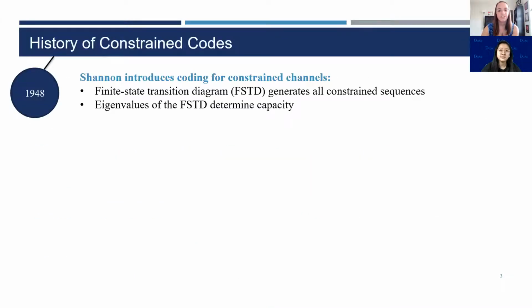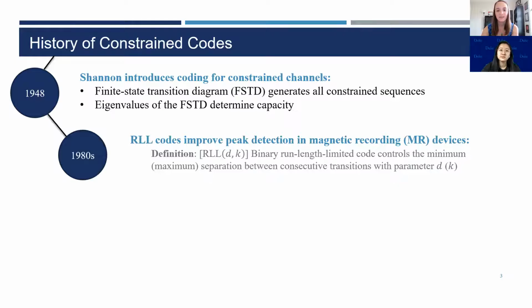For a brief history on constrained codes, we begin with Shannon introducing codes for constrained channels in 1948. He showed that an FSTD can generate all constrained sequences and that the eigenvalues of the FSTD can then be used to calculate the channel's capacity. Then in the 1980s, RLL codes began being used in magnetic recording devices to improve peak detection, even though RLL was technically invented in 1972.